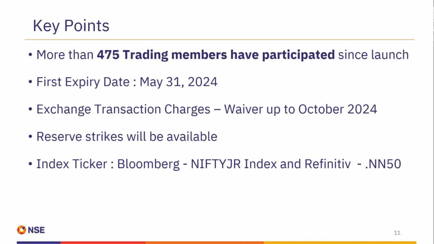Correct. So we first began with the May expiry. Here, the May 31st, 2024 expiry is the near month expiry. The June expiry is the middle month, and the July expiry is the far month expiry. Since the launch, we have got a very tremendous response from market participants.